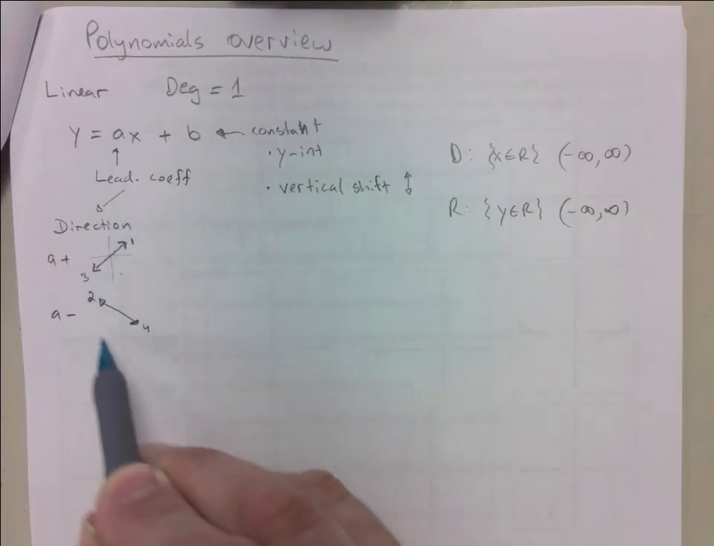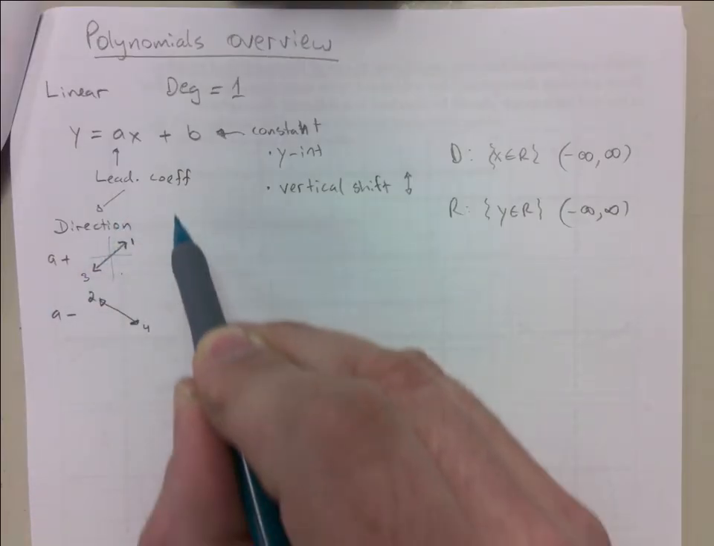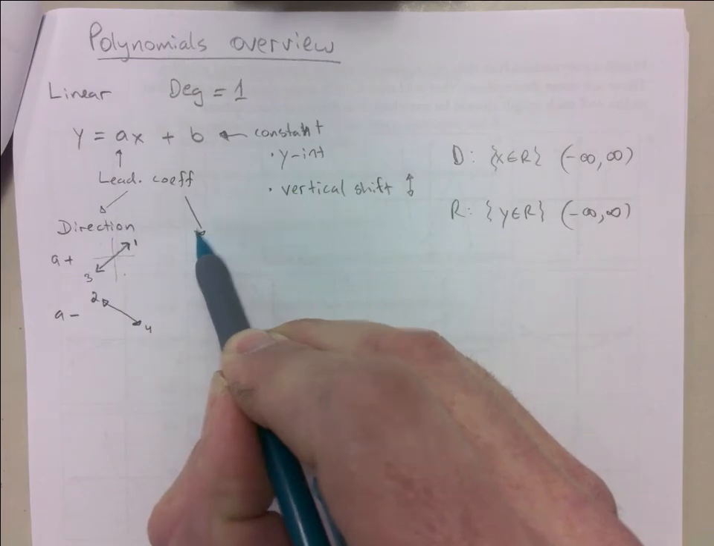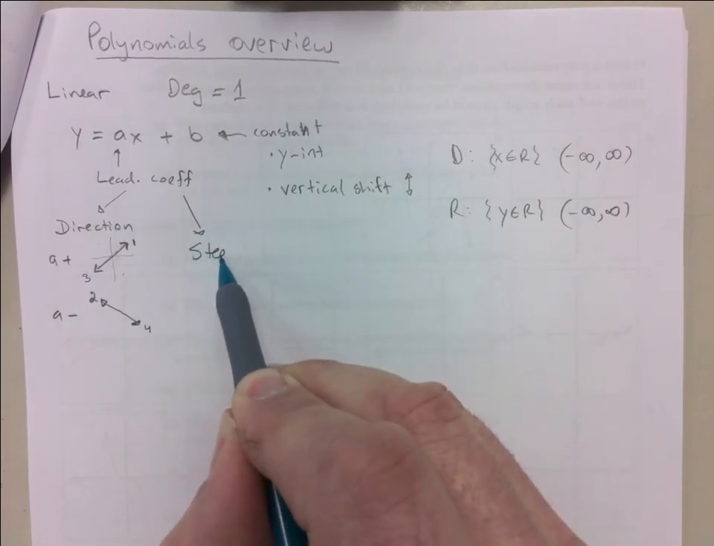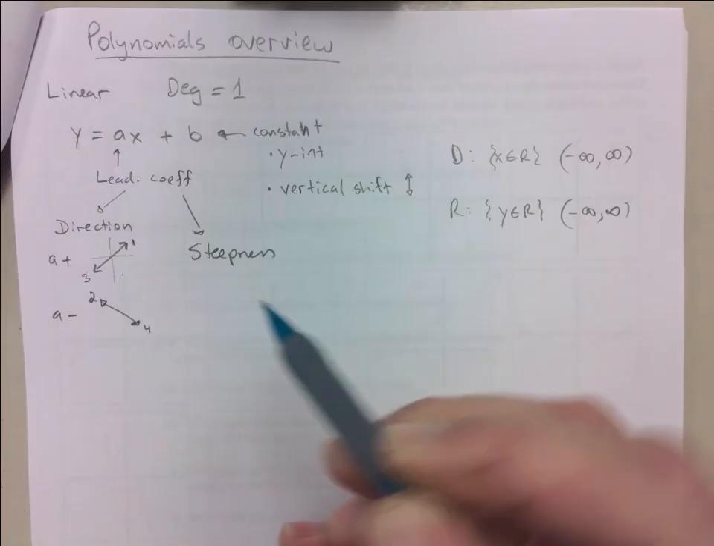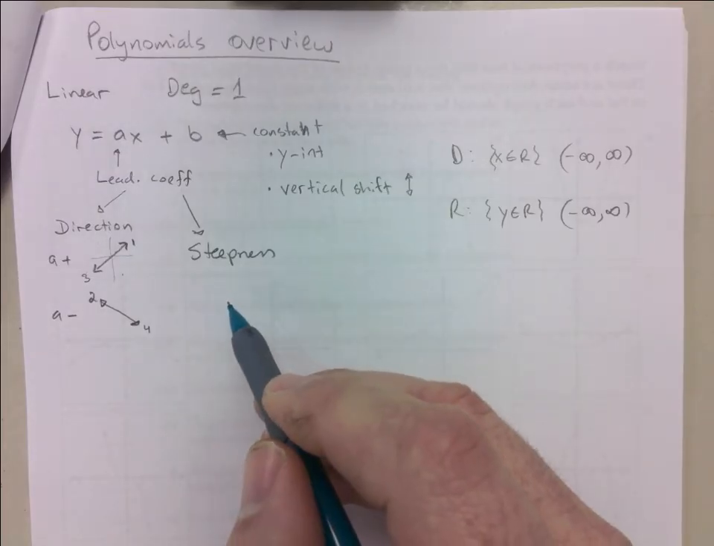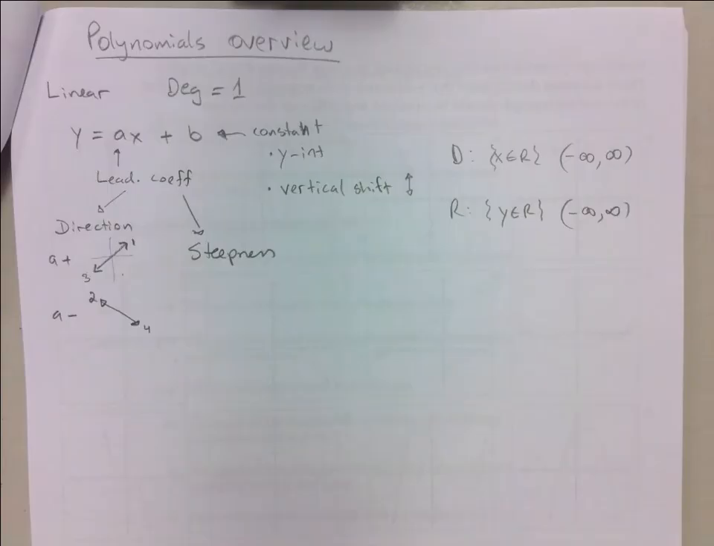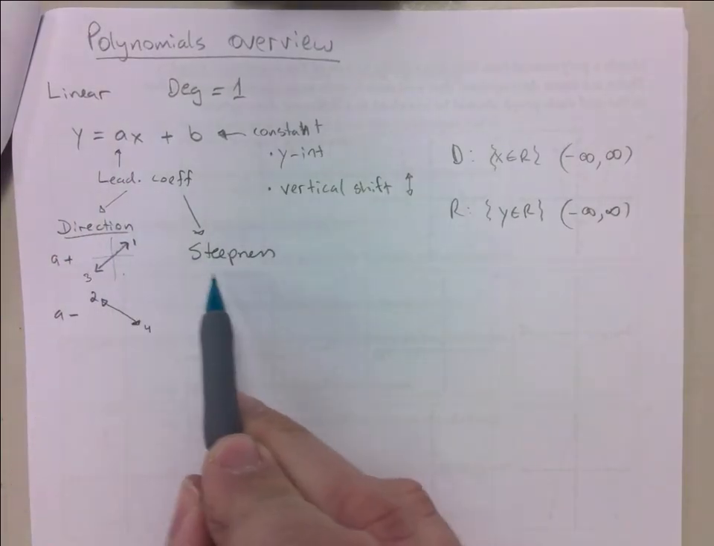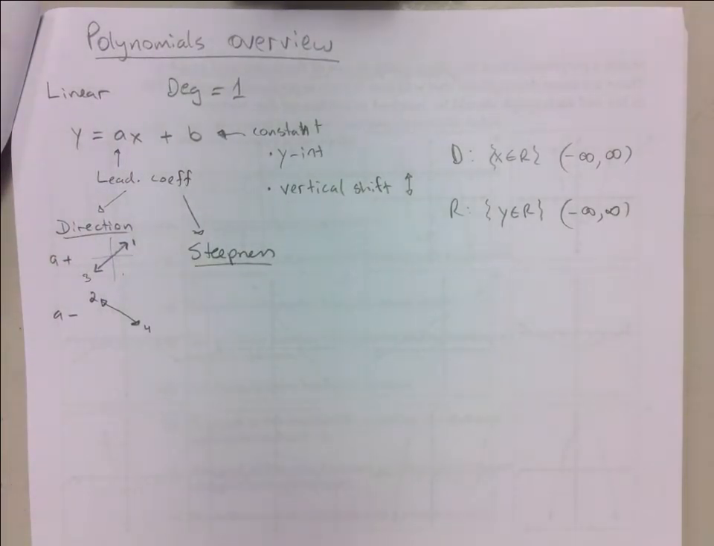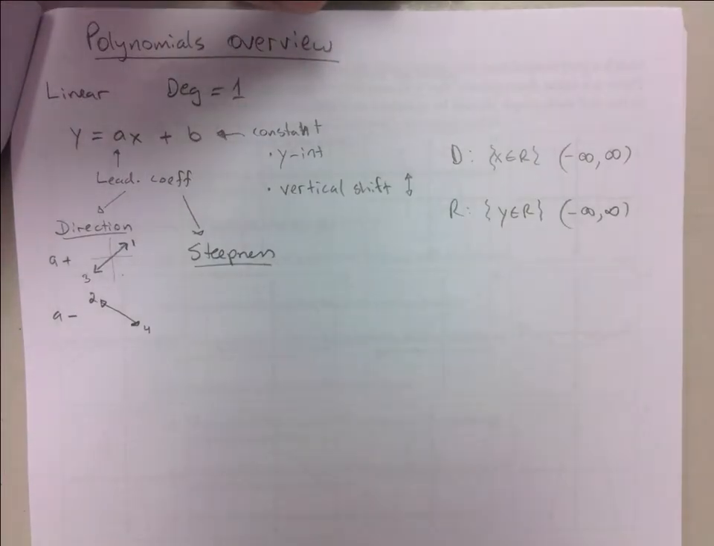You know what? I'm going to add, direction of opening, and I will also say steepness. That is not super important, but I think it's worth mentioning. Like if it's very steep, the bigger A is, the steeper this line is going to be.